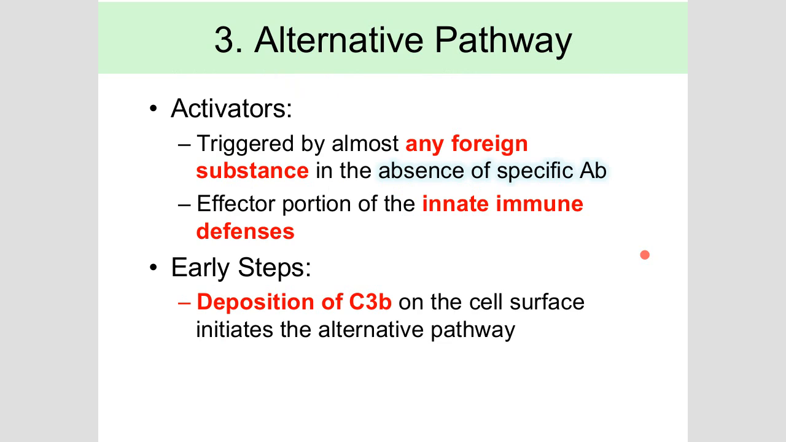And for alternative pathways, some other important thing to keep in mind is that this one can be triggered by any foreign substance, but again, it's in the absence of specific antibody. And the most important thing that we discussed earlier as well, just a recap, is that you have to deposit C3b.